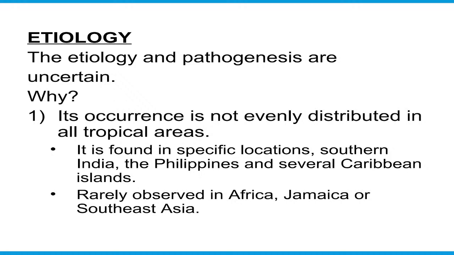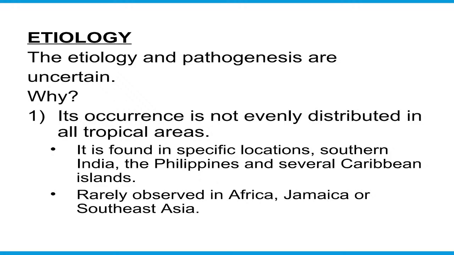Etiology. The etiology and pathogenesis are uncertain. Why? Its occurrence is not evenly distributed even in the tropical areas. So, even in India, you will not find tropical sprue in northern India. It is mainly considered to be a disease of southern India.